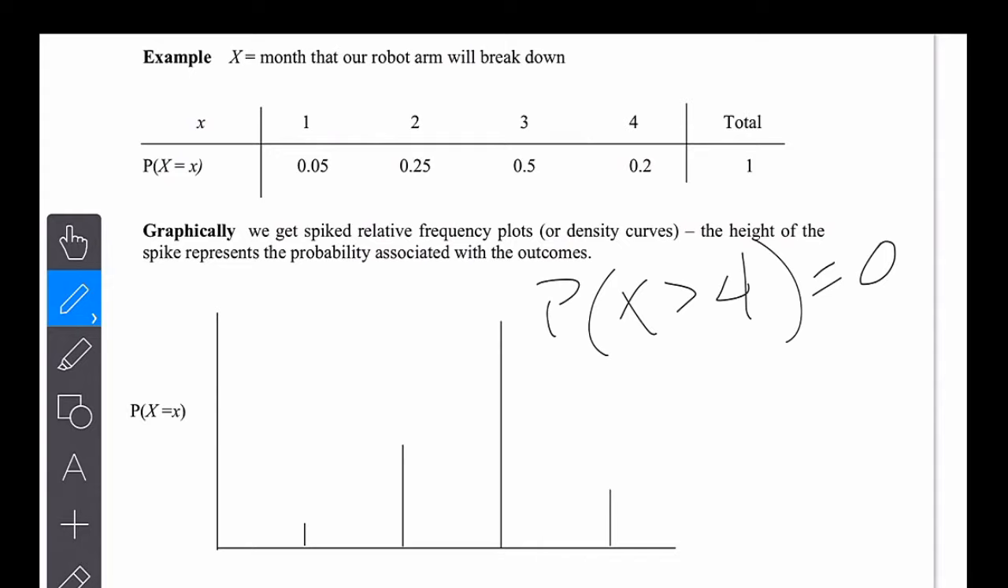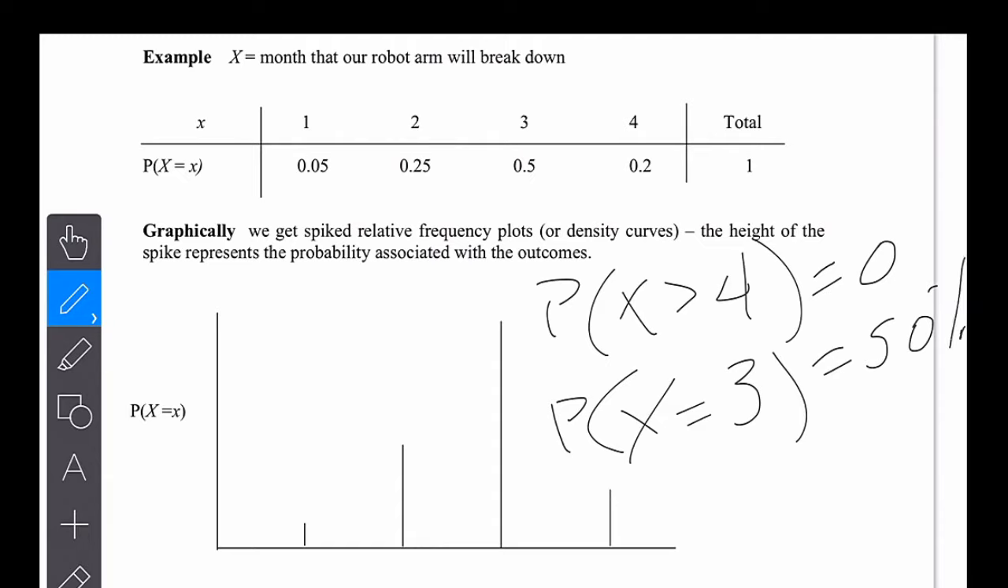It won't exist. I could also ask you, what's the probability that the robot arm will break down in exactly 3 months? You would just pluck this out and write it down. It's 50% chance that it will break down in the 3rd month. And maybe I could ask you, what's the probability that it breaks down in the 1st or the 2nd month?